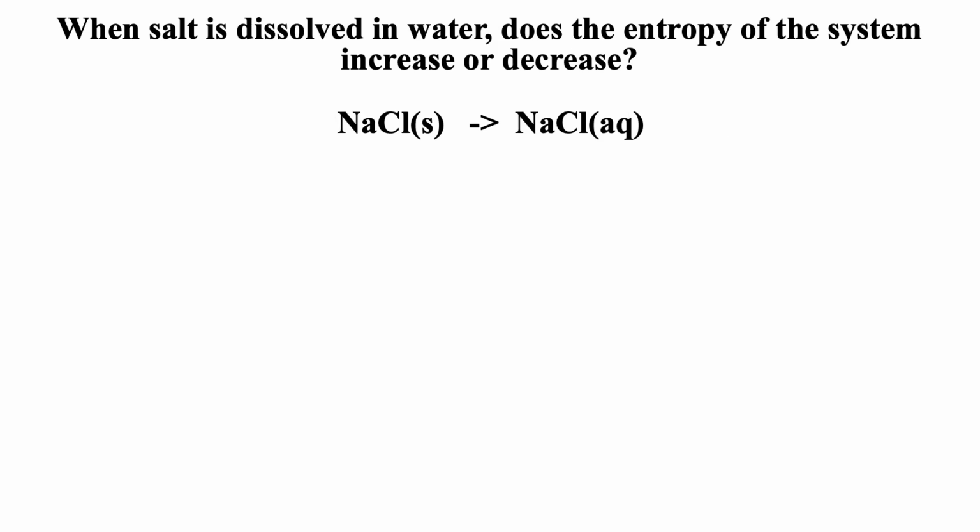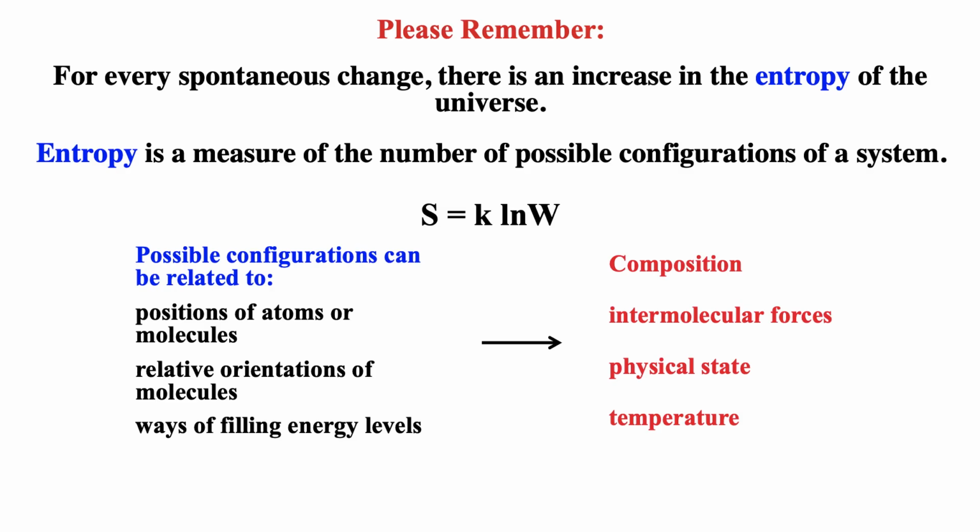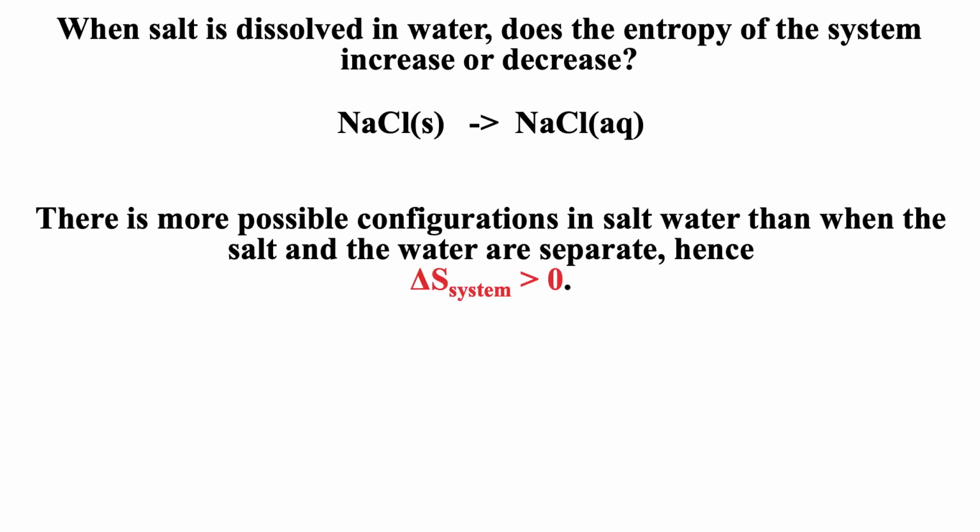When salt is dissolved in water, does the entropy of the system increase or decrease? So if you go from sodium chloride solid to sodium chloride aqueous, remember we saw that the aqueous has higher entropy, and so delta S of the system is products minus reactants, and our products have higher entropy, and so delta S of the system should be positive. And again, you can think about it in terms of number of configurations. The aqueous solution has more configurations in terms of positions than the solid.